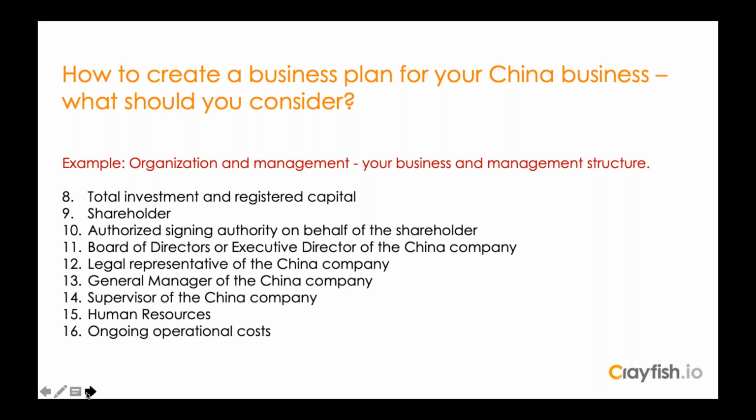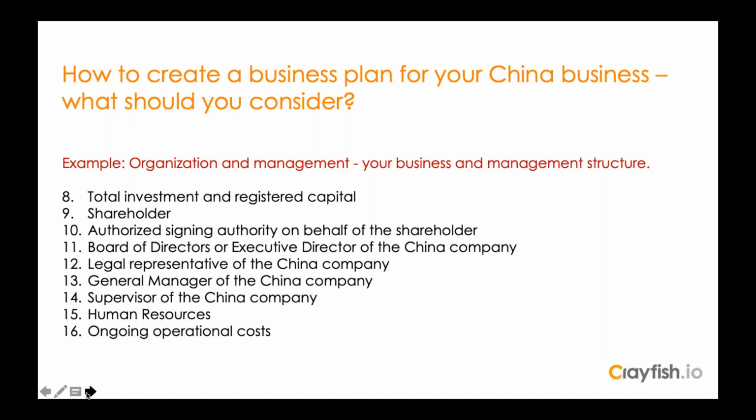What type of corporate structure are you going to be establishing in terms of board of directors, executive director, legal rep, general manager, supervisor? What are you going to look at in terms of human resources? What are you going to be able to outsource so that you don't have to hire? And what do you need to hire in order to fulfill all the objectives you want to have in the market? And looking at all the ongoing operational costs, so looking at basically your operational workflow and how much that is going to cost you in the long run.